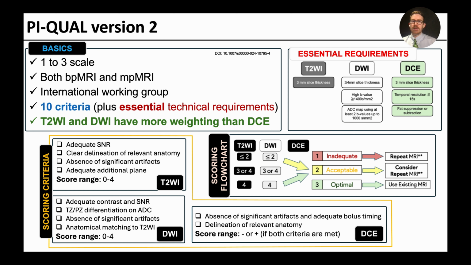A PI-QUAL score of 2 indicates that the imaging is adequate, but carries the caveat that repeat imaging could be considered depending on the circumstance. Finally, a PI-QUAL score of 3 can only be achieved if all 10 criteria are met. This indicates that the imaging is optimal.